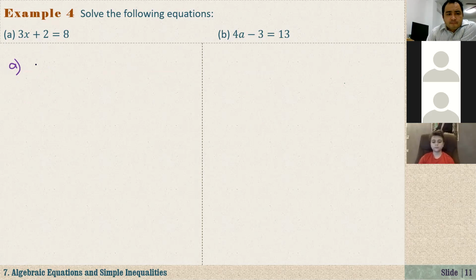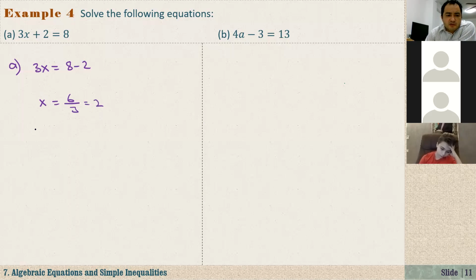8 minus 2. So we should remove this 2 from the left-hand side, so 3x equals 8 minus 2. And the next step? It will be 6, so 3x equals 6. Divide both sides by 3. So x equals 6 over 3, which is equal to 2. The solution of this equation is 2. If you check this, 3 times 2 is 6, and 6 plus 2 equals 8. That is correct. This 2 makes the equation a correct one.